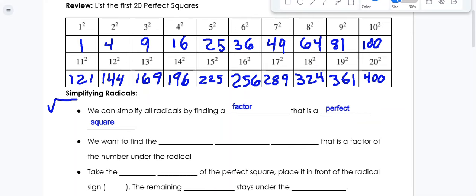And we're going to see the number underneath the radical. We're going to find a factor that's a perfect square, and we want to find the biggest perfect square that is a factor of the number under the radical. Okay? So then we're going to take the square root of the perfect square and place that in front of the radical sign. The radical sign is the square root sign. Okay? The remaining factor remains under the radical.